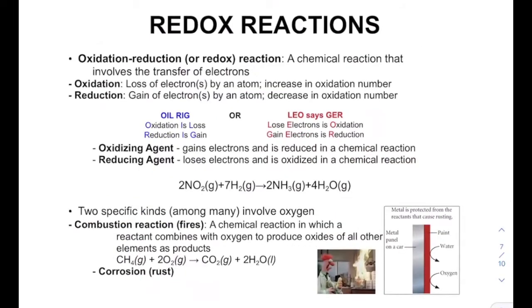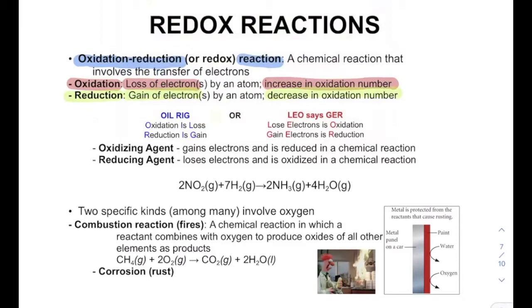And the last type of reaction that I would like to talk about today are redox reactions. These are reactions that have an oxidation reduction happening. And in this case, what happens is we have a transfer of electrons. Oxidation is when we have a loss of electrons or an increase in the oxidation number. Alternatively, reduction is when we have a gain of electrons and we have a decrease in the oxidation number. And I will show you how to calculate the oxidation number.